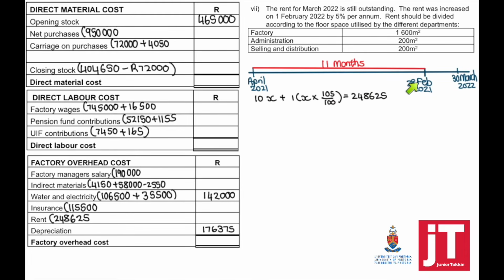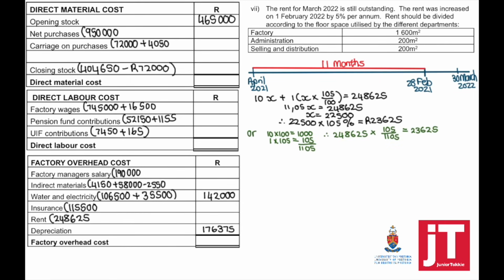If the rent increased on the 1st of February, it means that for 1 month, it was at 105%. 100 plus 5 equals 105. So if you use X, this will provide you with the amount before the increase. Then we still need to times it by 105%. Of course, if you've taken 5% and then added, you would get exactly the same answer.